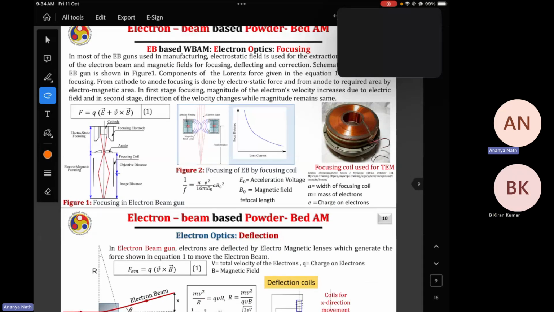I already discussed in the last class that in case of electron beam melting, the electron beam is acting as an energy source, and magnetic lenses or electromagnetic lenses are used to focus the electron beam onto the build plate, because a normal lens cannot be used in case of an electron beam.